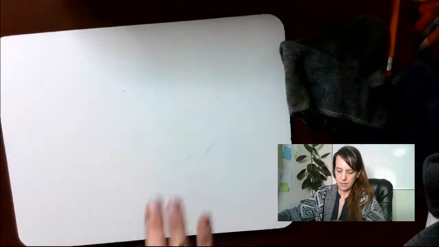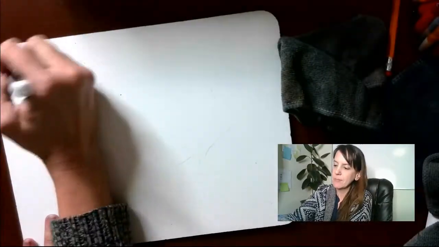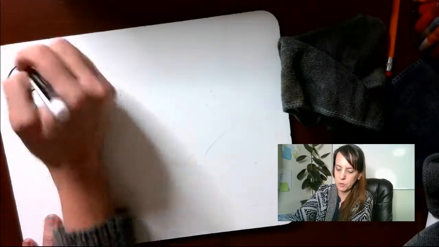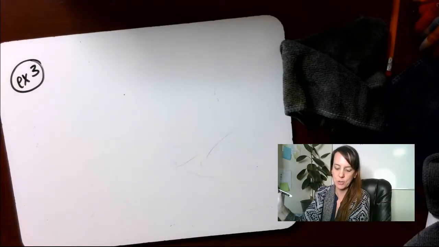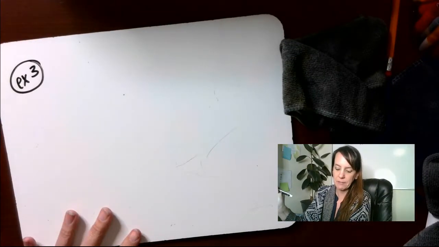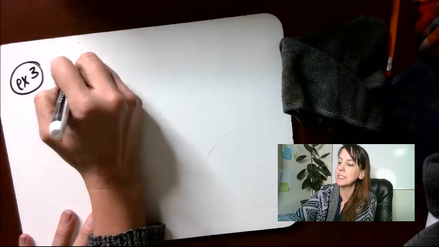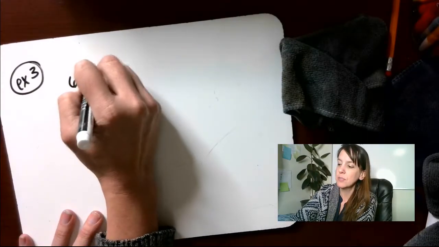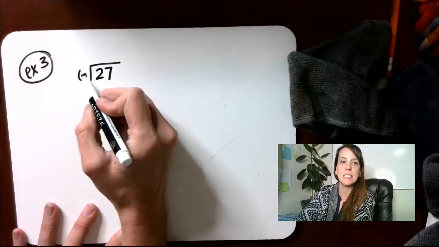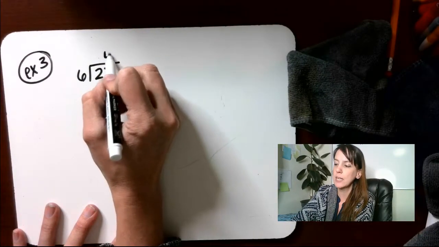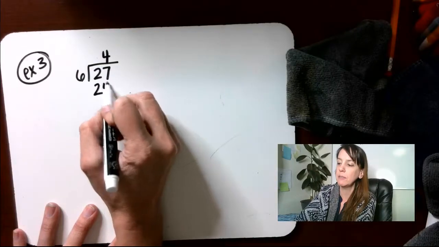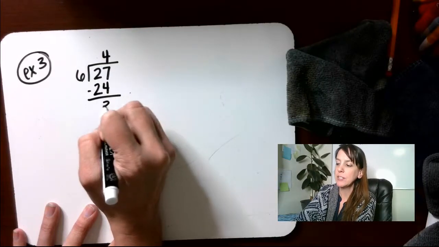All right, so example 3. Vans will be used to transport 27 students on a field trip. Each van can carry 6 students. How many vans can be filled? Well, there's 27 students and 6 per van. So 6 goes in 4 times. 6 times 4 is 24 with a remainder of 3.